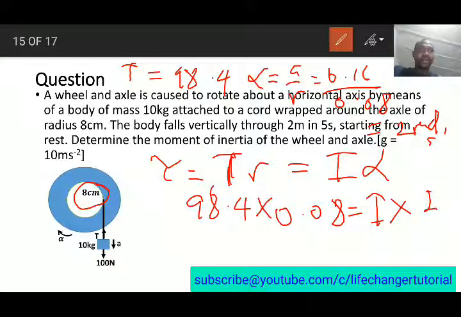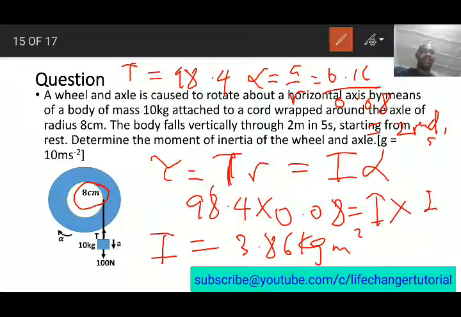Finally, when you make I the subject of the formula, we get that our I is approximately 3.86 kilogram meter squared. That's the value for the moment of inertia. This is how you treat questions like this. Now, we are still going to do another example here.